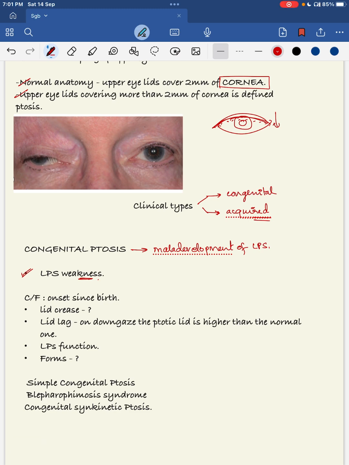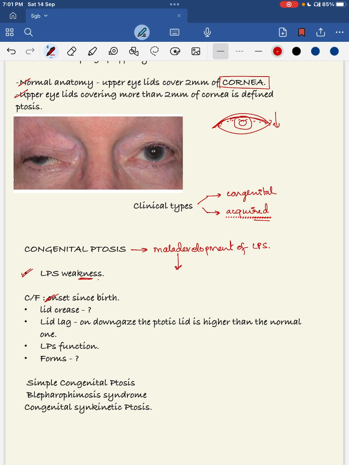Congenital ptosis, as the name suggests, is occurring from birth. So the onset will be from birth, but the age of presentation of the child may vary. Although it occurs right from the birth, onset is from the birth. While acquired ptosis is due to other reasons like neurological, myogenic, etc., congenital ptosis is due to maldevelopment.